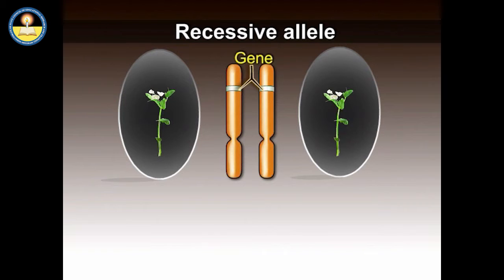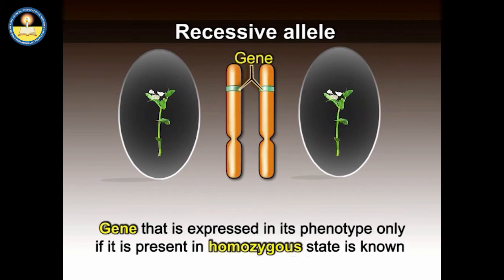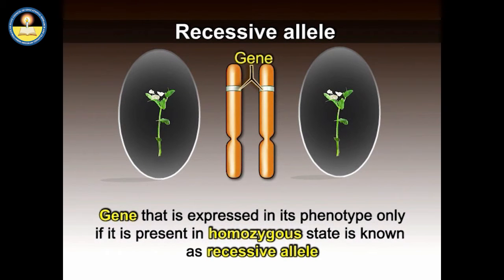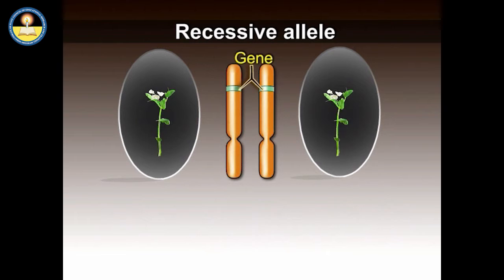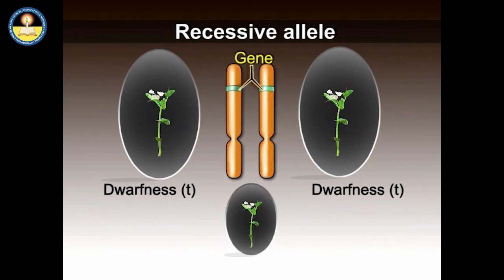Recessive allele. A gene that is expressed in its phenotype only if it is present in homozygous state is known as a recessive allele. Such an allele is expressed by an English letter in lower case, say small t for dwarfness. The trait of dwarfness is expressed only when alleles from both the parents are present in the offspring.